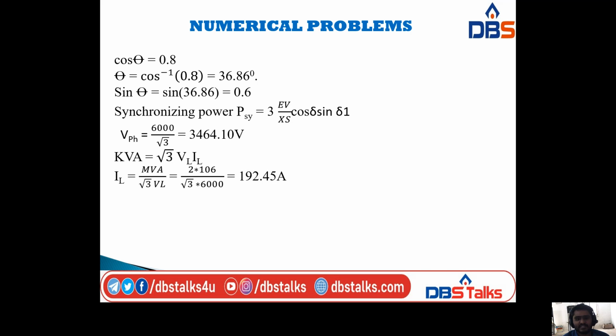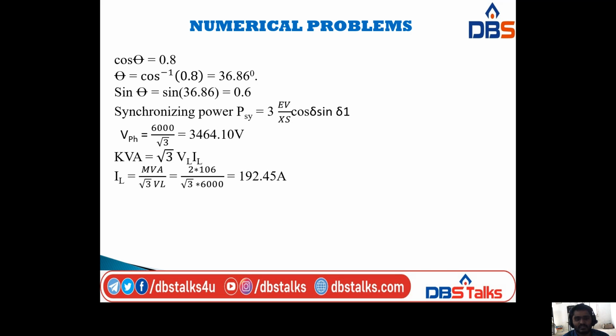This is for the 3-phase, I am writing P sub s is equal to 3 into EV by Xs into cos delta into sin delta dash. This is one more formula to determine the synchronizing power for a 3-phase alternator, that is P sub s is equal to 3 into E into V by Xs into cos delta sin delta dash. You already know the cos delta value.